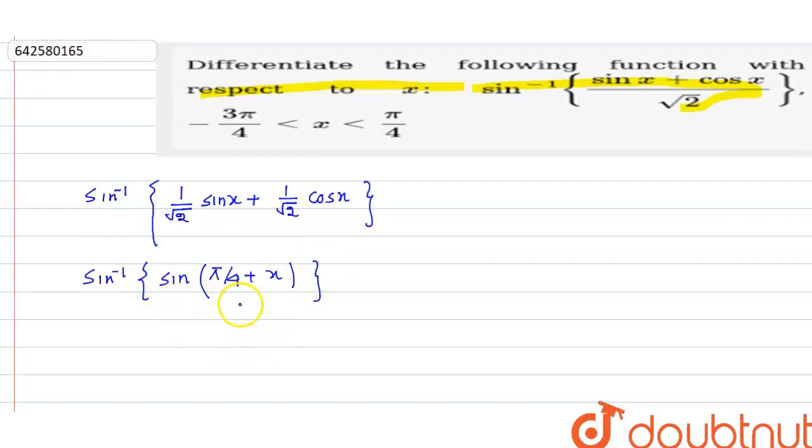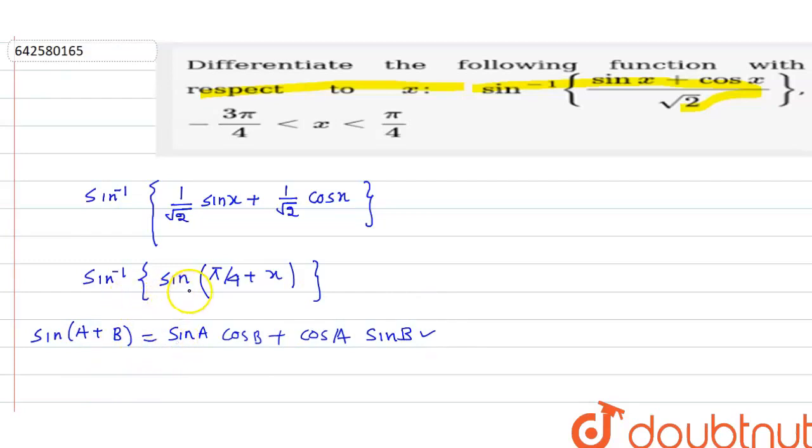Sin a sin b plus cos a cos b. Sin(a plus b) can be written as sin a cos b plus cos a sin b. So we know that here a is π/4 and b is x. So we know that cos π/4 and sin π/4 are equal to 1 upon root 2. So this value comes out to be what?